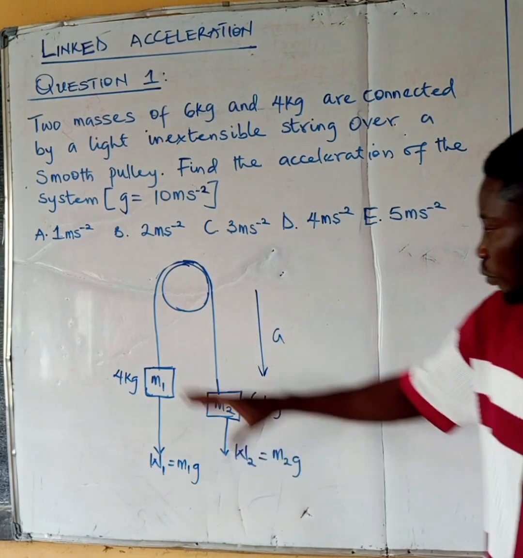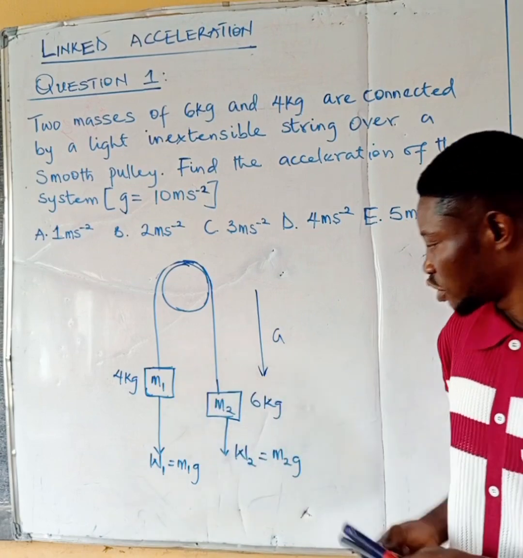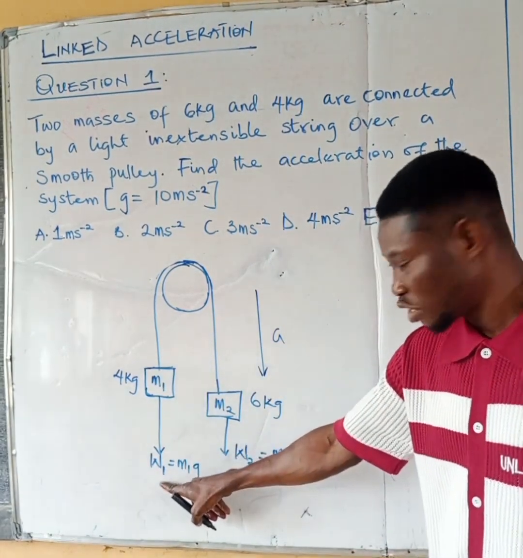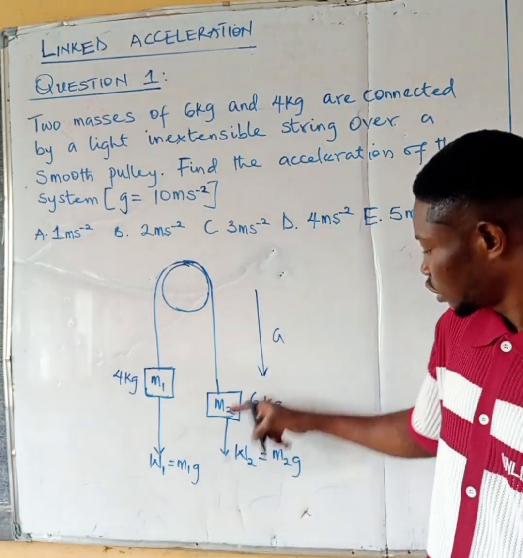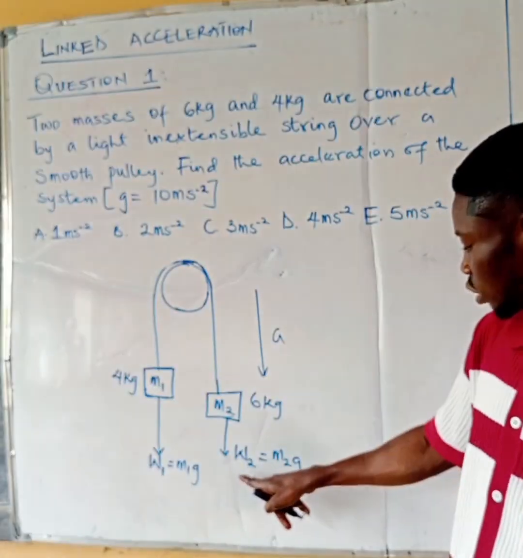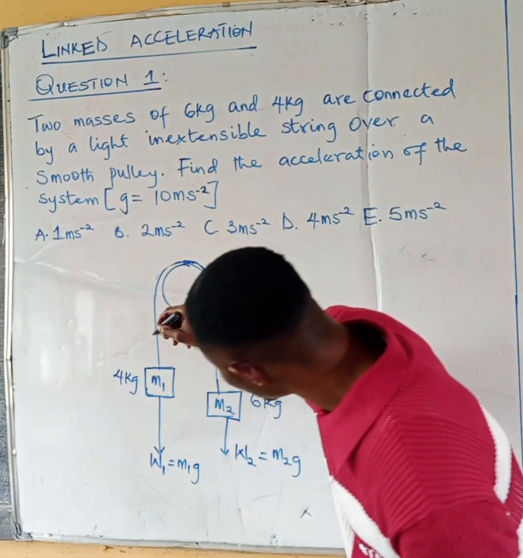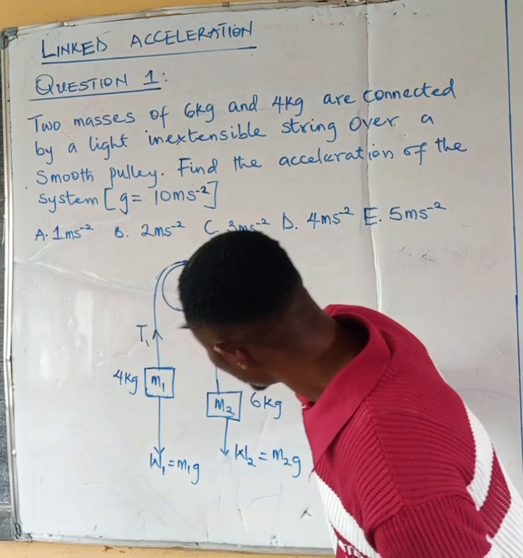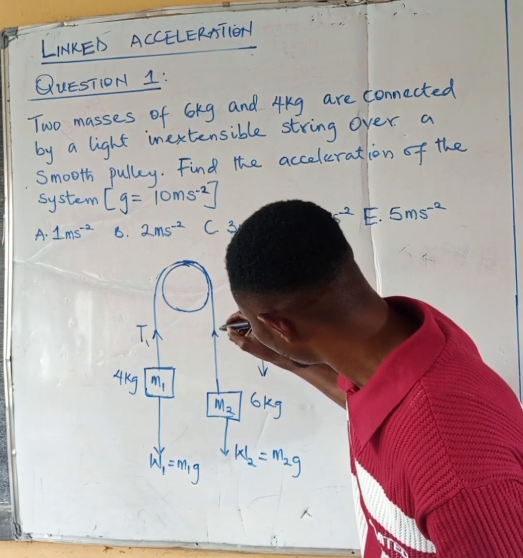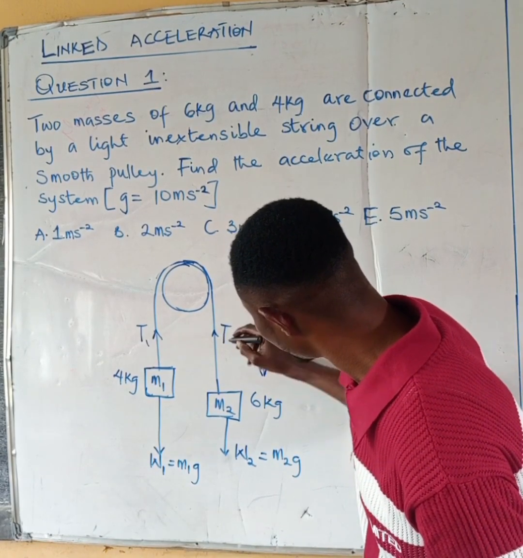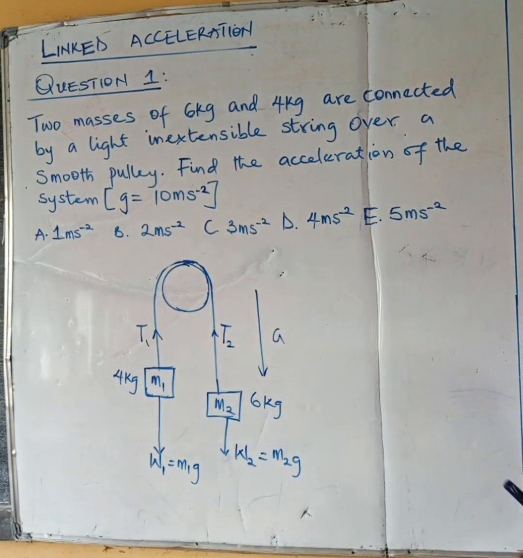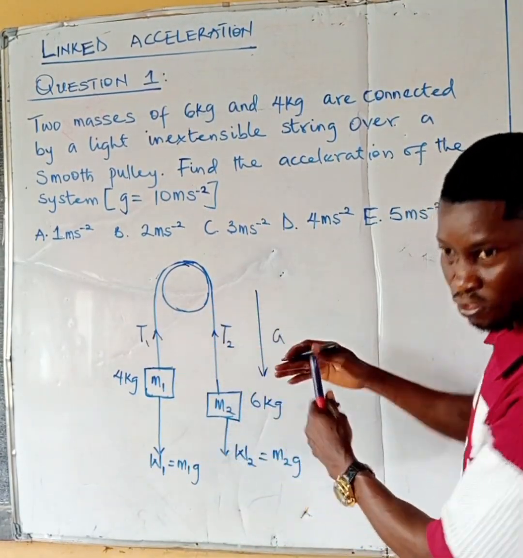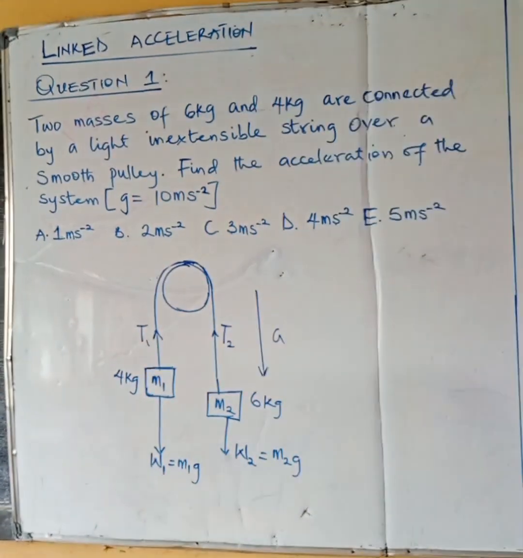You can now see the various forces acting on these objects. Here is the weight, which will always act downwards. So this is W1 and it is equal to M1G. This is W2 and it is equal to M2G. Don't forget there is also a tension here. We could call this one T1. And there's another tension here. We could call this T2. For us to solve this problem, we will need to consider the equations of motion for each of these masses. So let's quickly do that.